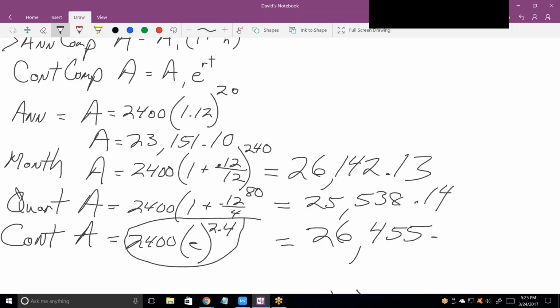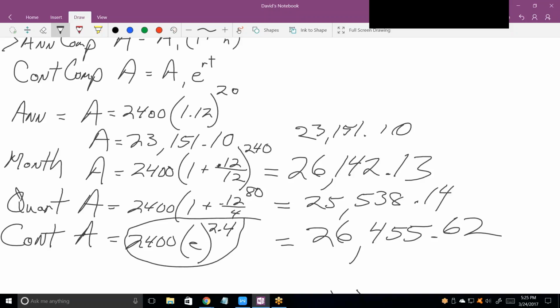26,455.62. Now notice that the last one was just barely better than monthly, which was barely better than quarterly, but all of them were better than annual by quite a bit. The annual was 23,151.